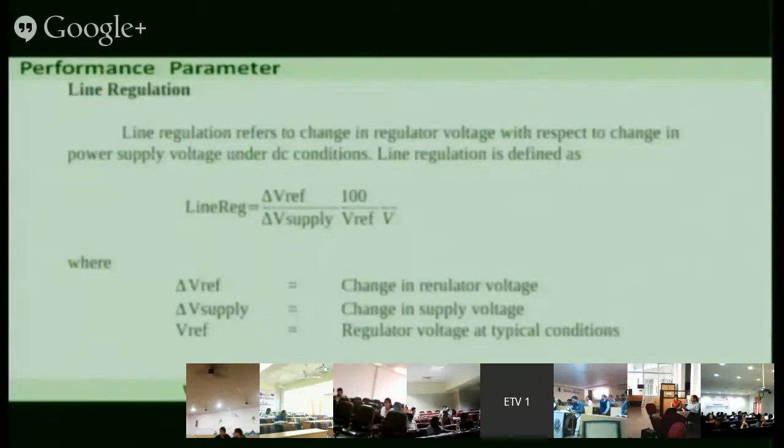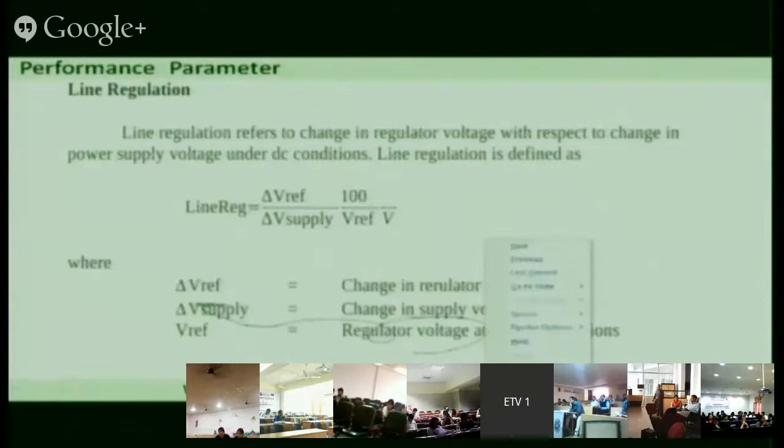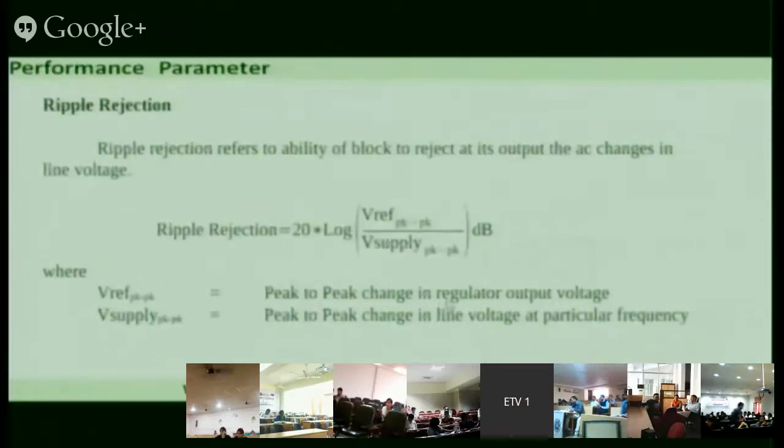this voltage regulator takes the line voltage from outside. If that voltage changes, the output voltage should not change. So this is the meaning. So there is a supply voltage. If there is a change in the supply voltage, which is given by del V supply, which is this one, change in supply voltage.